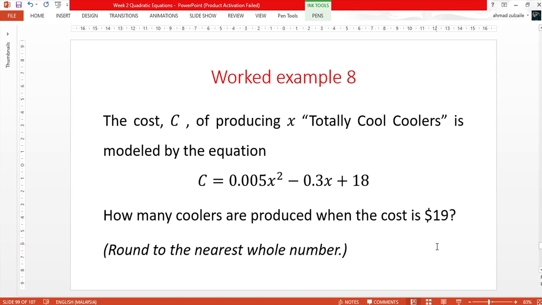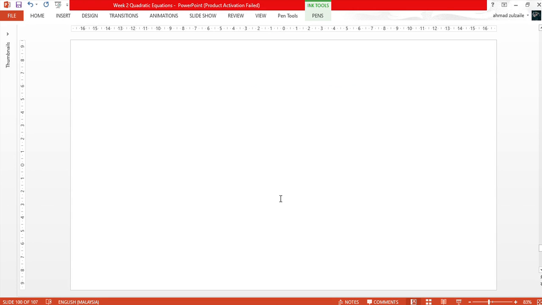Okay, work example number 8. The cost C of producing x, what is x? x is the coolers, is modeled by the equation. This is the equation of the cost, 0.005x squared minus 0.3x plus 18. So the question, how many coolers are produced when the cost is $19? And remember to round off to the nearest whole number.